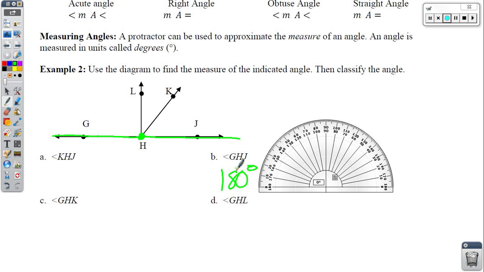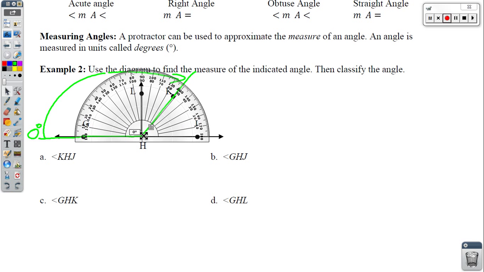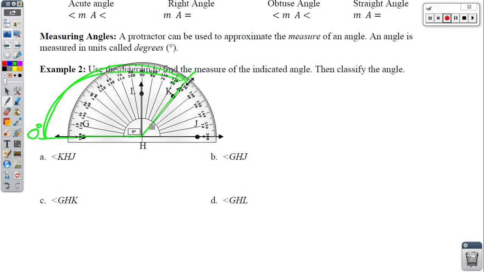All right, GHK. Let's do that one next. So starting at G, going over to H, and then up to K. This angle is opening up this way, which means we're going to have to start at 0 degrees down here and then count up as we go to opening up the angle. So put the crosshairs on the vertex. Start from 0 over here and count up going this way till we get over here.